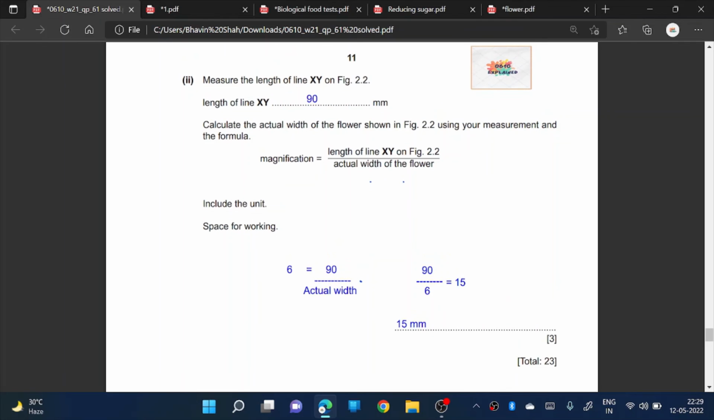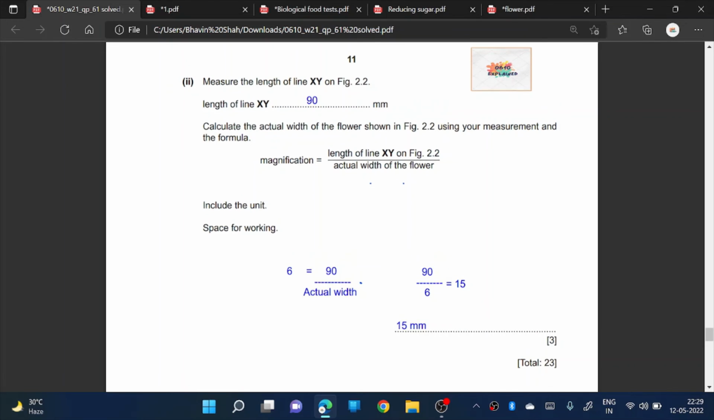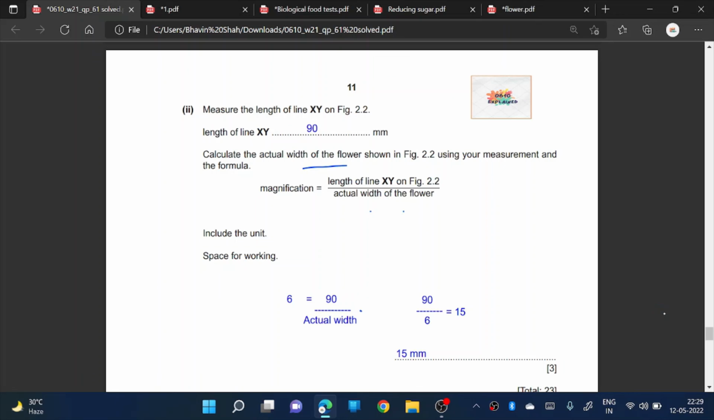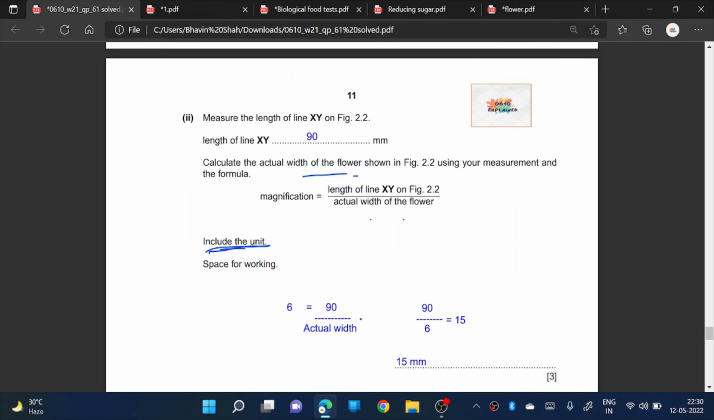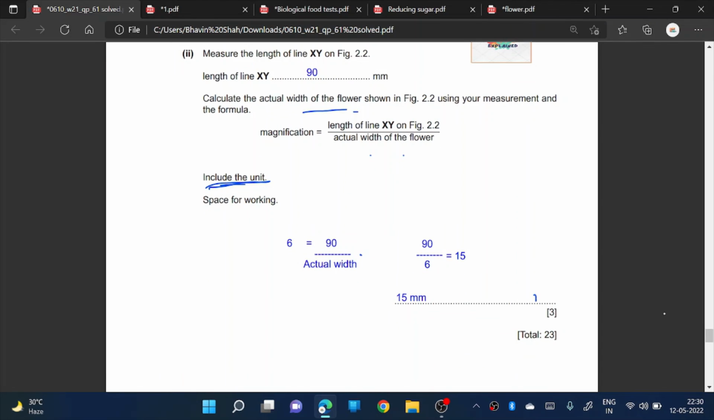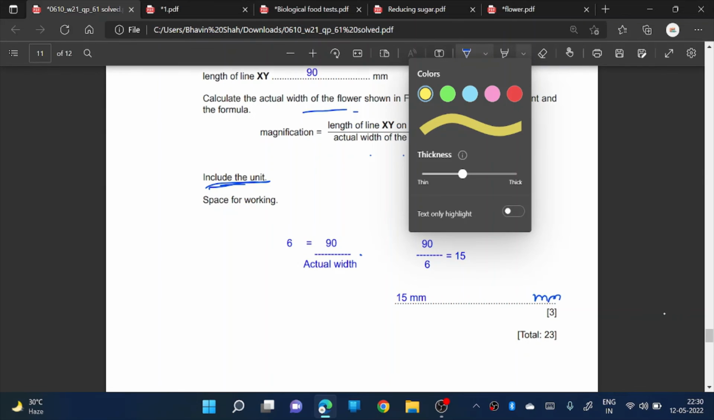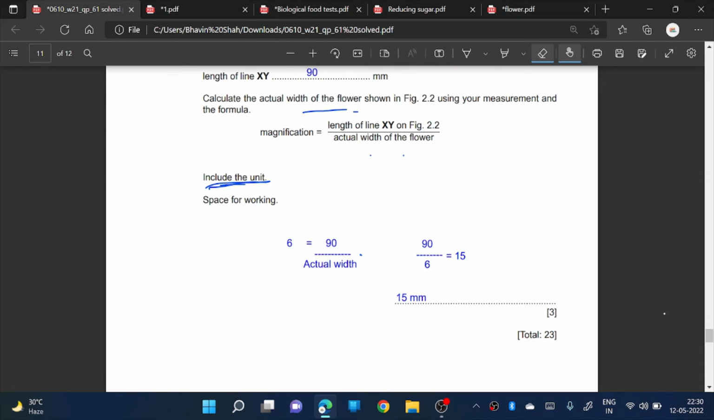Now here always read the question properly. Calculate the actual width of the flower shown using the measurement and the formula. Include the unit. Generally, they will always write the unit here at the edge. But in this question, they haven't written, and they are expecting you to write, for which they are giving you 1 mark. Okay, so you need to be very cautious as to what they are asking.